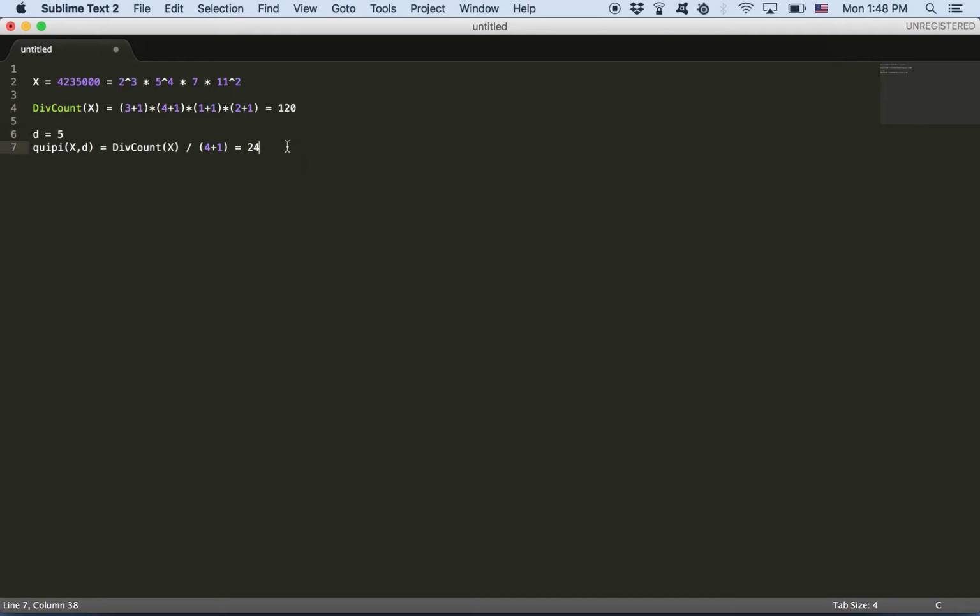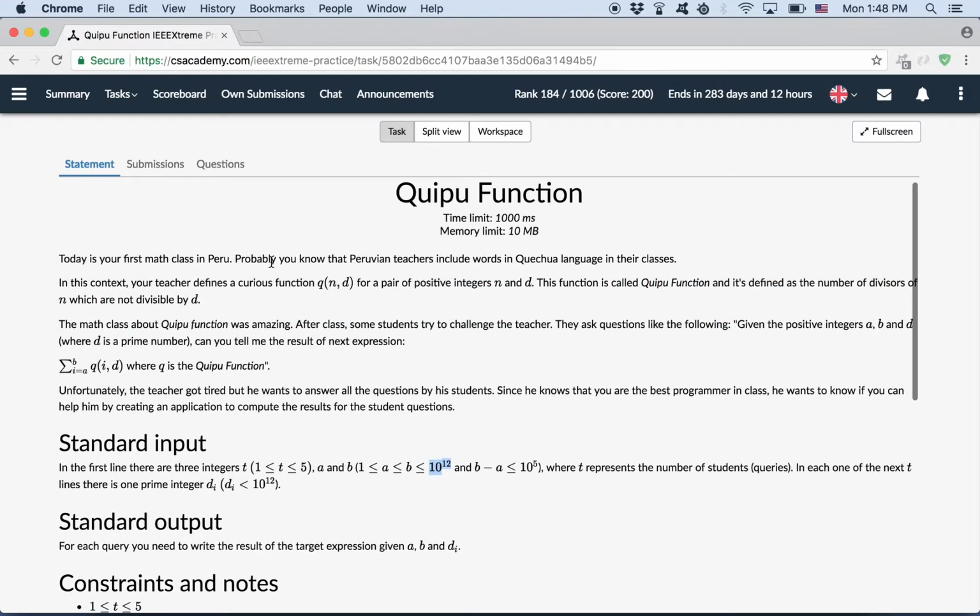Now we need to do this for the entire range. Well, the entire range is not that big. Remember from the problem, the entire range is only 10 to the power of 5. So we can iterate over all numbers once we have the prime factorizations of every number in the range.